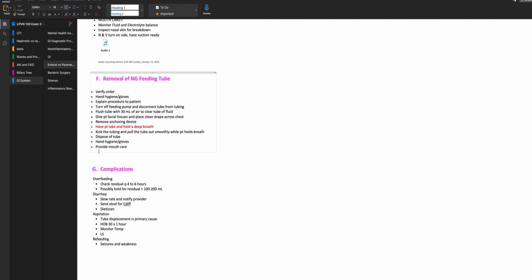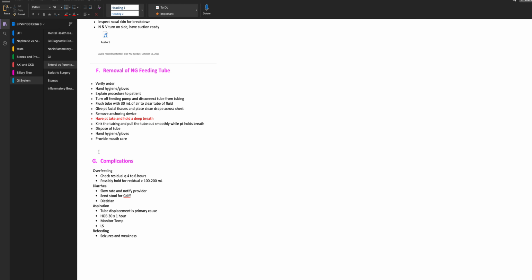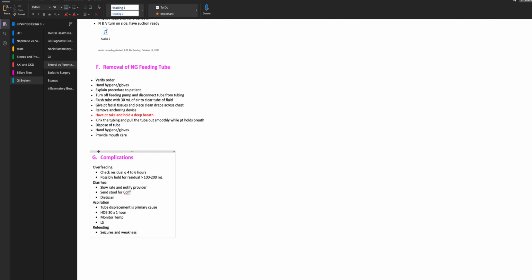Aspiration, that's why you check the tube where it's supposed to be, measuring it, and you check the x-ray results because tube displacement is usually the reason people aspirate. Keep the head of bed at 30 degrees for 1 hour after bolus feedings and all the time with people that have continuous feedings.